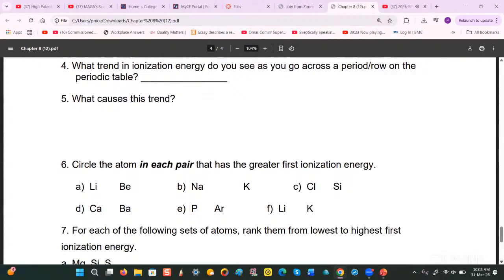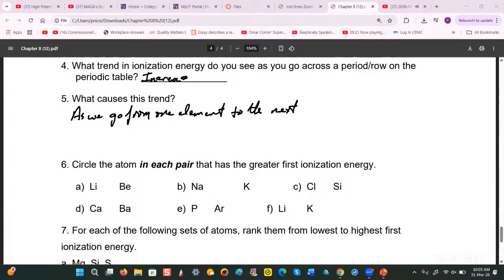Increases, exactly. Okay, so let me hear your explanation for that now. Anybody. Remember what I said in terms of explaining the previous trend. What would you write down here? What caused this trend? Let me start here. As we go from one element to the next, what happens?